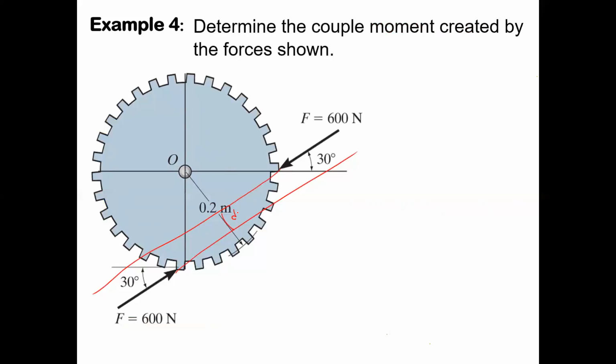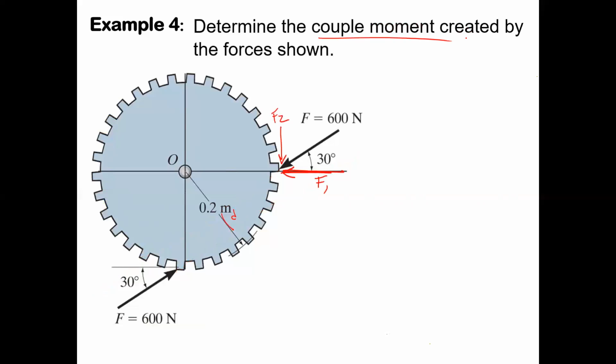But we can use the principle of moments to decompose those forces into vertical and horizontal parts and just worry about those. It's a lot easier. So the idea is we can take this force here and represent it by a force that's going, let's call that F1, and a force that's going this way called F2. And we're supposed to find the couple moment.